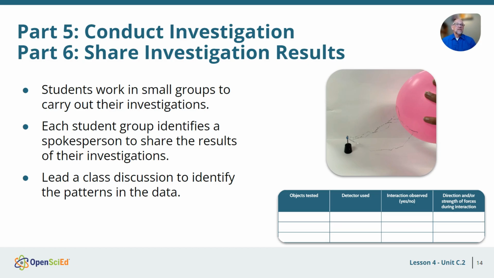Reinforce the importance of this investigation to build reliability in our initial models. Empirical data, information gathered through experimentation, is a way that scientists can support or refute claims and models. In part 6, students will select a spokesperson to share out their results. Be sure to chart each team's results to allow the class to call out patterns that arise in the data.